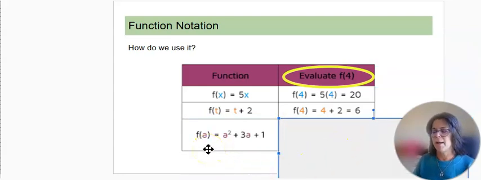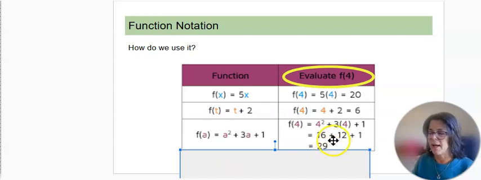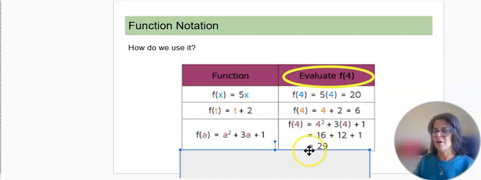For the next one, it looks a little harder, but again, all you're doing is plugging 4 in for the input. In this case, the input is A. So everywhere you see an A, plug in a 4 and get an answer. And when you do that, carefully following order of operations, you get 29. F of 4 is equal to 29.